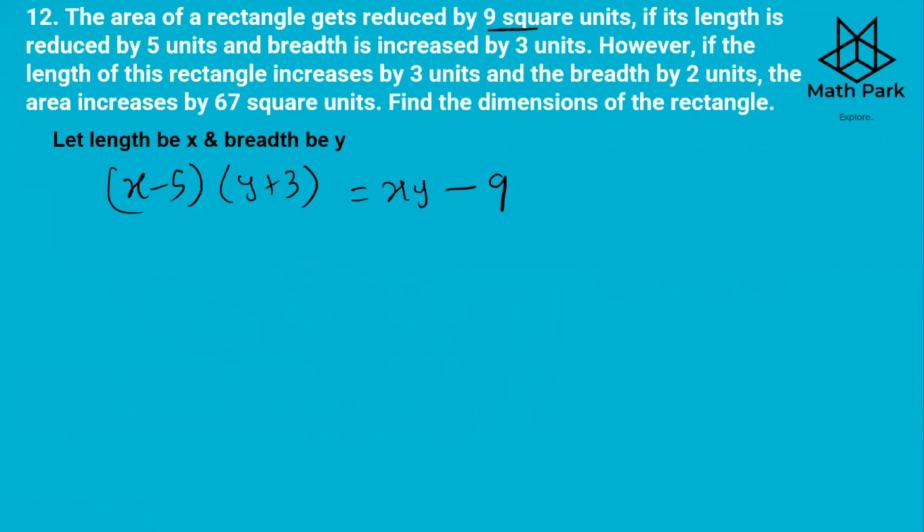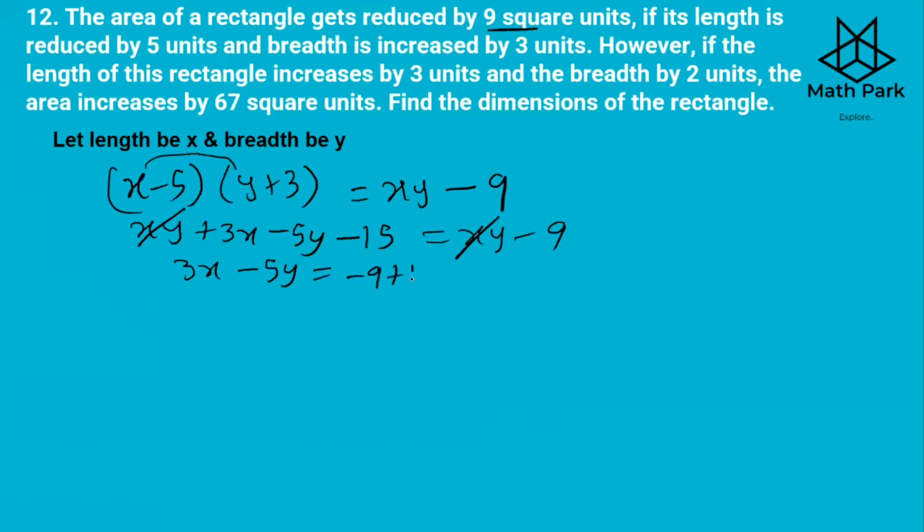So solving this, we get x into y is xy, x into 3 is plus 3x, minus 5 into y is minus 5y, minus 5 into plus 3 is minus 15, and this is equal to xy minus 9. This xy and xy get cancelled from both ends. So we get 3x minus 5y is equal to minus 9 plus 15. Minus 9 plus 15, we get this as 15 minus 9 is 6 is equal to 6. This is our equation number 1.